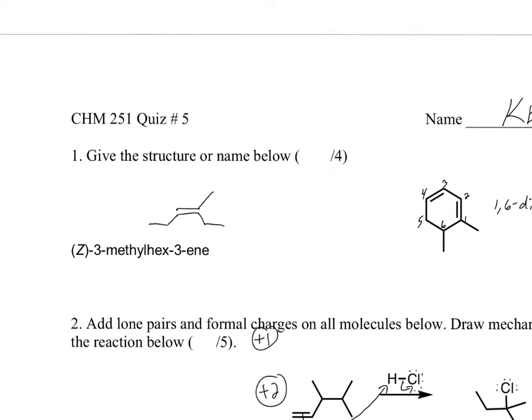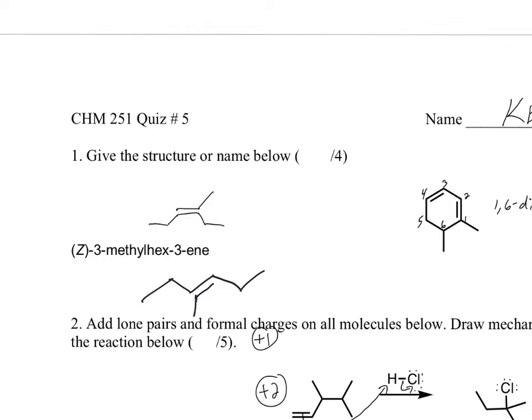All right, taking a look at quiz 5 from unit 3, the key here. So naming Z alkene, you need to know what that means. Z, same side. It's a hex-3-ene, so what I usually start to try to do is draw the parent name out first. So it's hex, 1, 2, 3, 4, 5, 6. 3-ene means at carbon 3 we start the alkene, and there's a methyl at 3 as well.